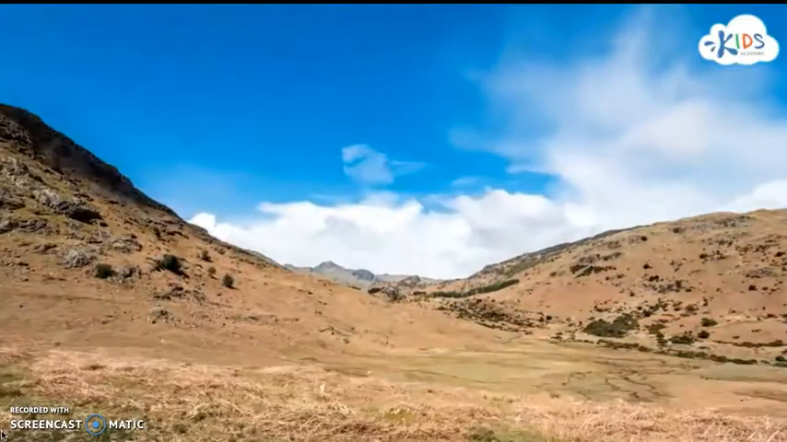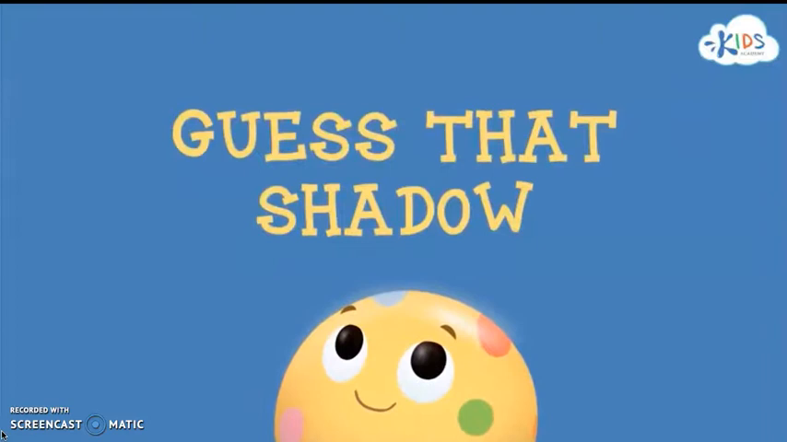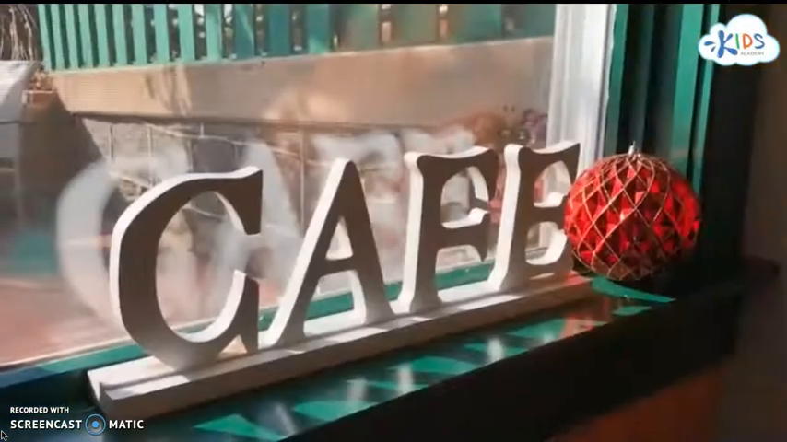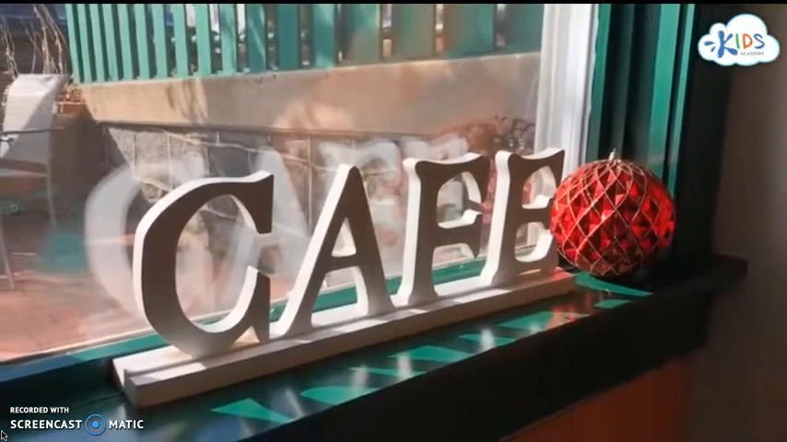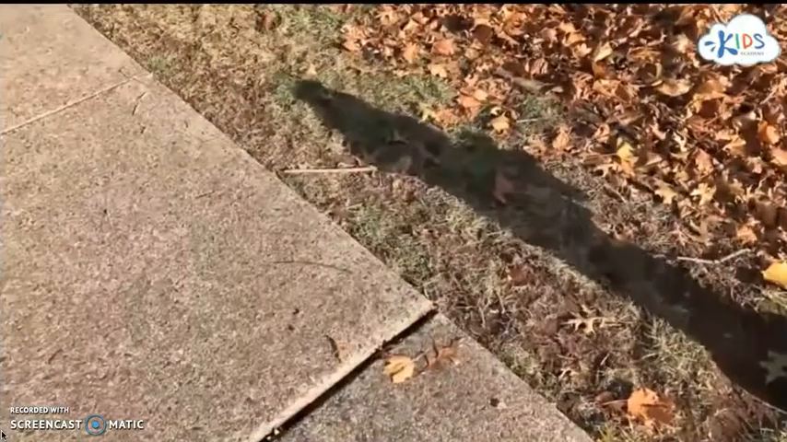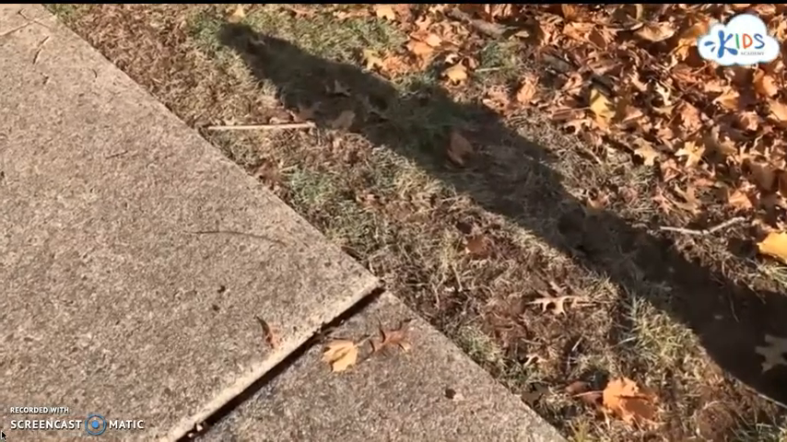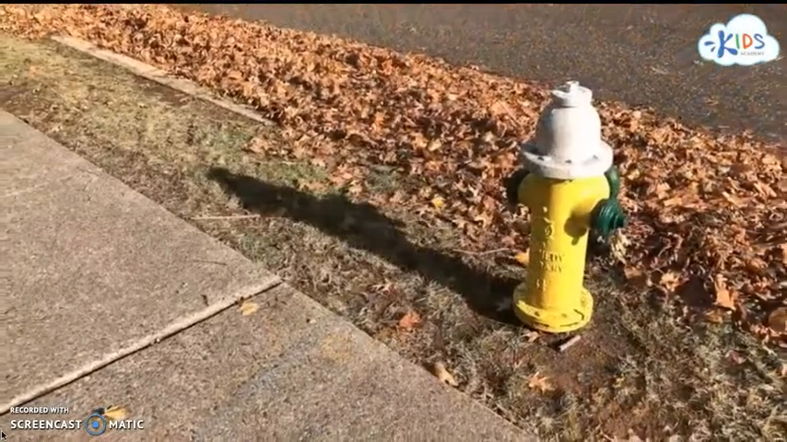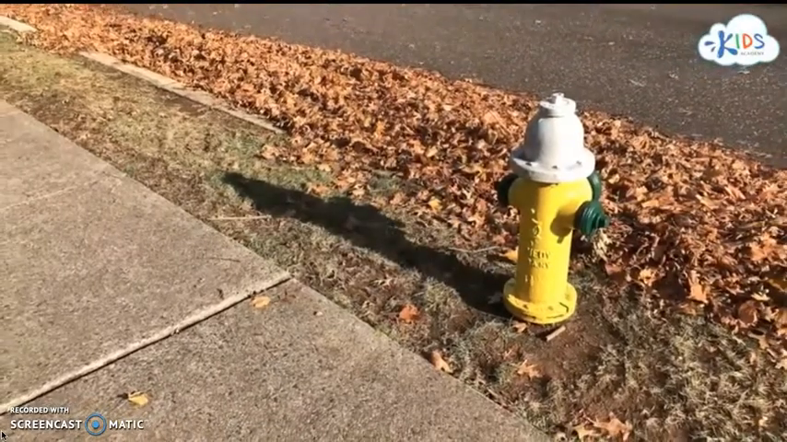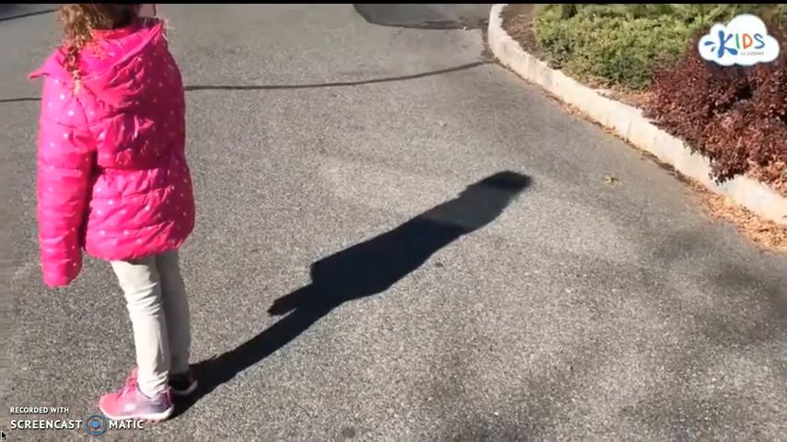Try and guess the objects that made these different shadows. This shadow here was found at a restaurant. It's created by these wooden letters. This shadow is created on a curb near the road. It's a fire hydrant shadow. What about this shadow here? It was made by a little girl.